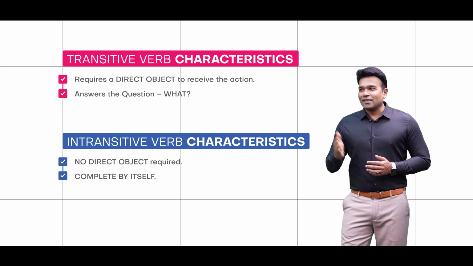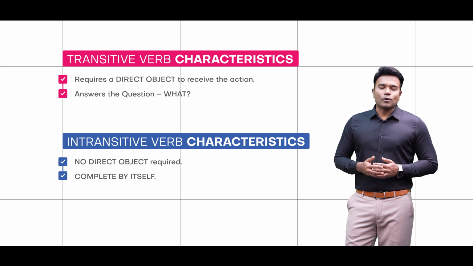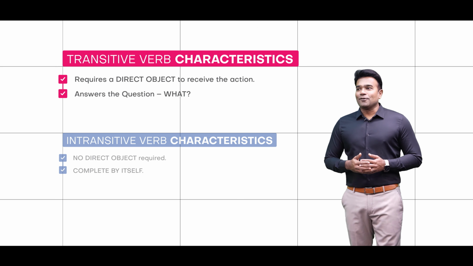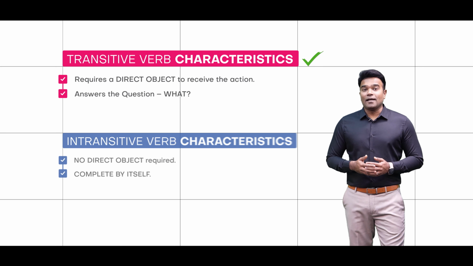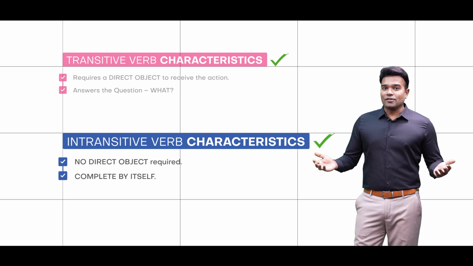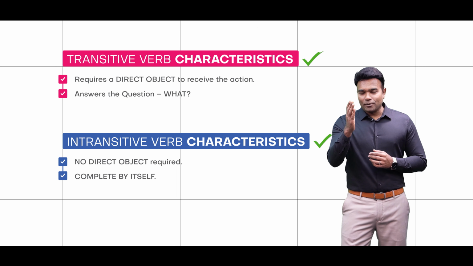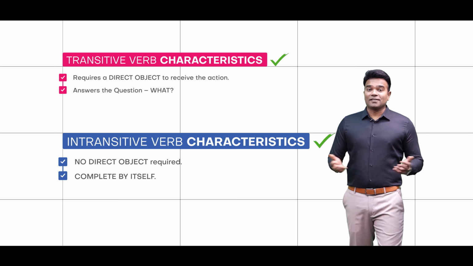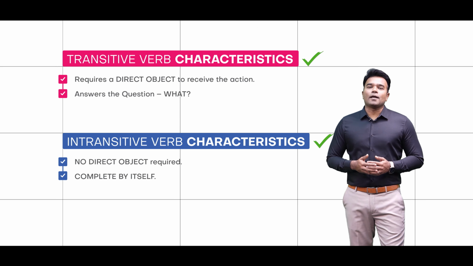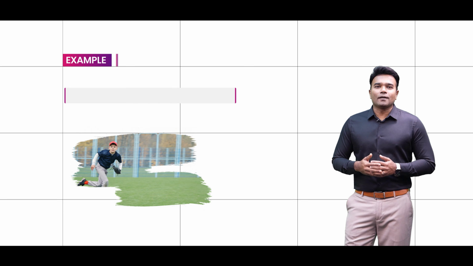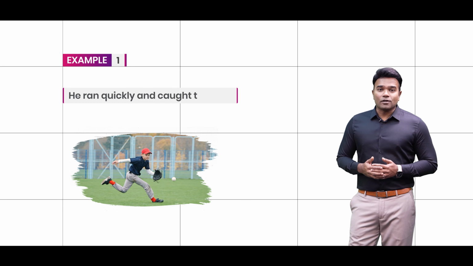So, all said and done, I am sure now you can understand both the characteristics of the transitive verb as well as the characteristics of the intransitive verb completely. But then let me give you a few more examples wherein we have both the transitive and the intransitive verb in a single sentence. Have a look at this example. He ran quickly and caught the ball.